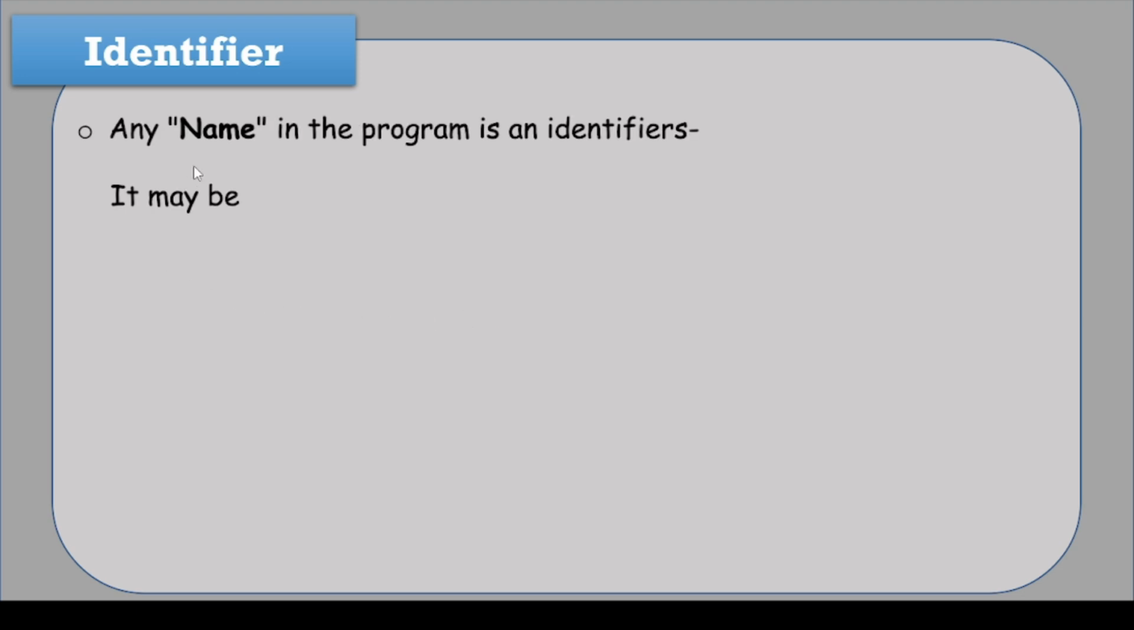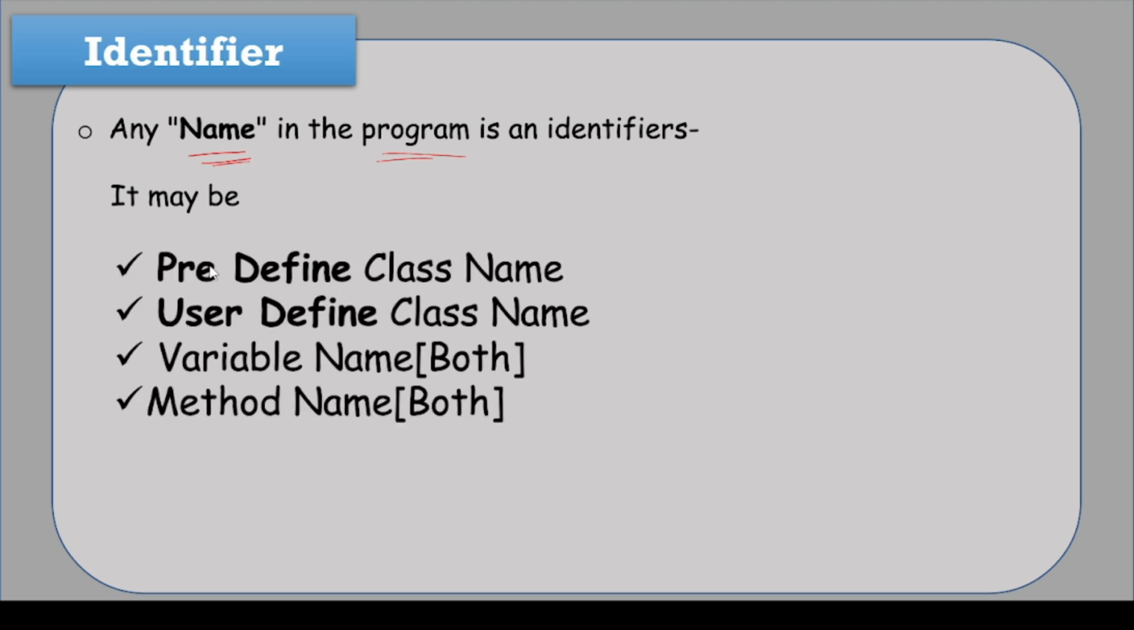Identifier. Any name in the program is an identifier. I repeat, any name in the program is an identifier. It may be a predefined class name, user defined class name, predefined variable name, or user defined variable name, predefined method name, or user defined method name.